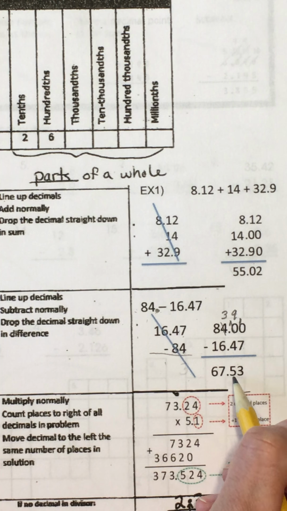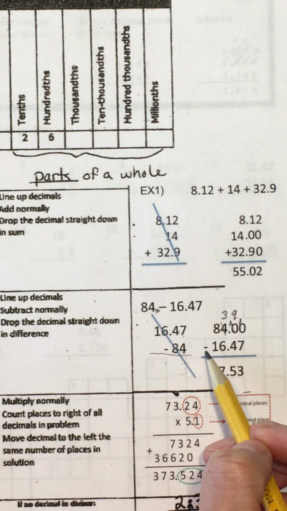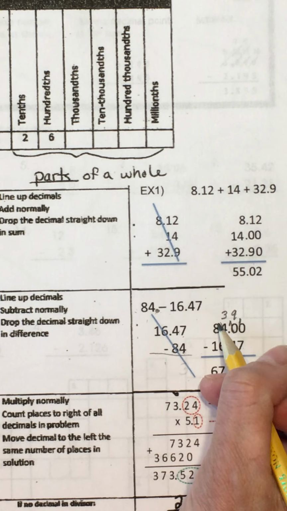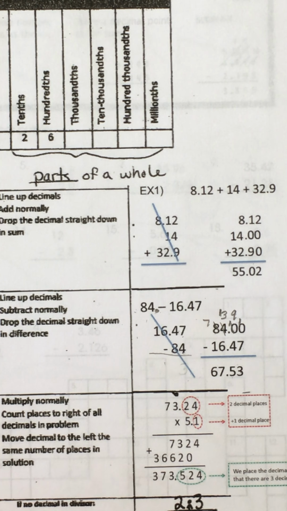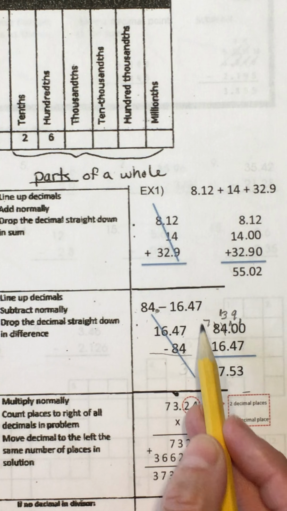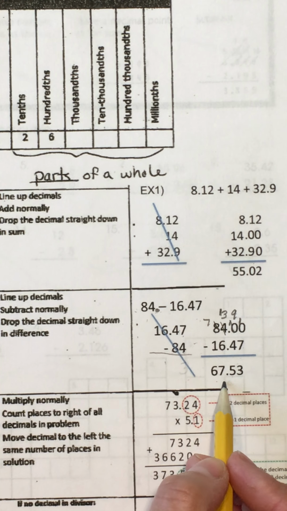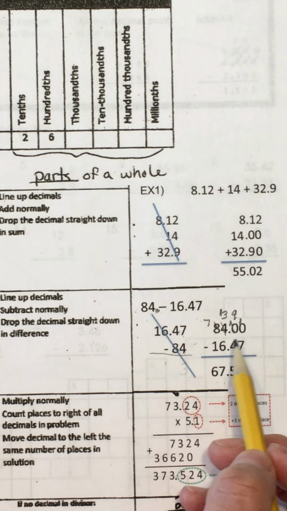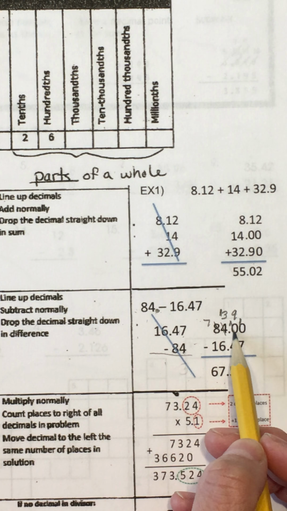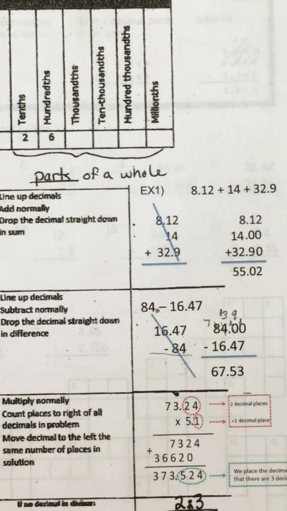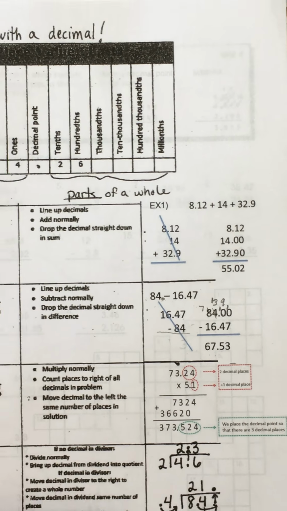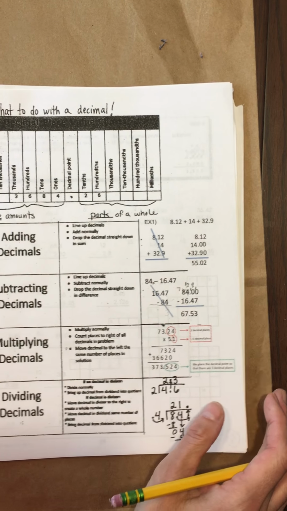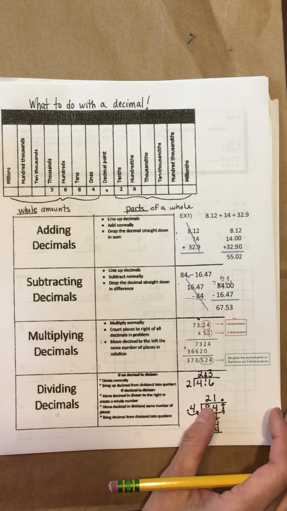9 take away 4 is 5. 3, we can't do 3 take away 6, so we have to borrow again. That becomes a 13. 13 take away 6 is 7. 7 take away 1 is 6. So that is our correct answer, but we needed to make sure we lined up our decimals and we used our 2 placeholders so that we could borrow. That is going to be our focus for this video, subtracting.